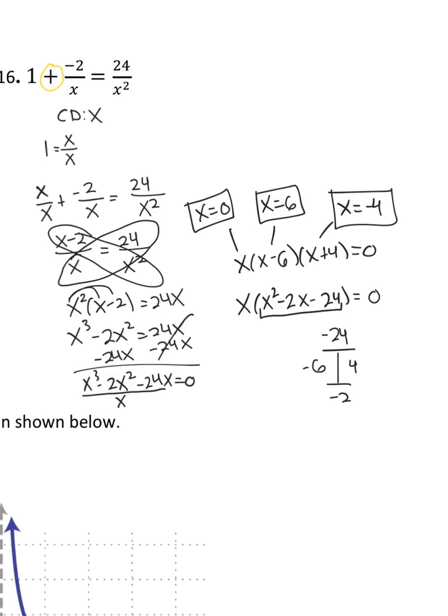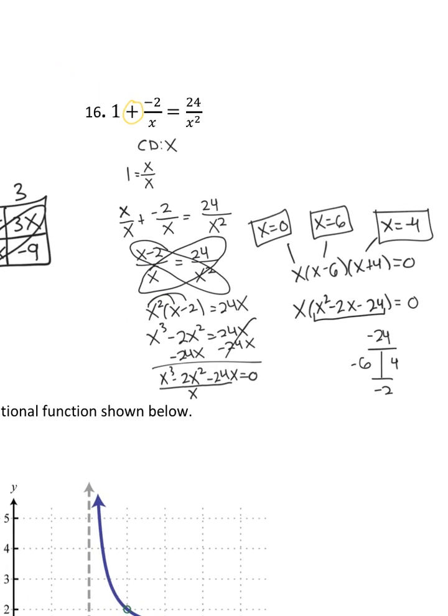Our domain restriction here, looking at your two original denominators, I've got that x cannot be 0, and x squared cannot be 0. This answer, x equals 0, is violating one of those domain restrictions. So that one cannot be one of my answers. So the only two answers you're going to get are the 6 and the negative 4.